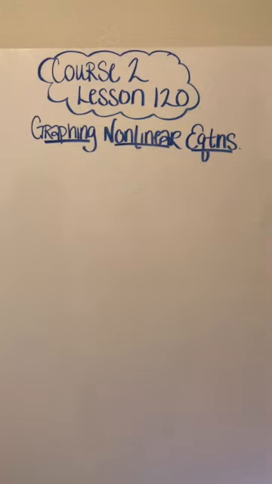This is Course 2, Lesson 120, and we will be graphing nonlinear equations. So one way we can graph nonlinear equations is to make a table of ordered pairs, or a function table. And we can plot enough of these points to give us an idea of the path of the curve.